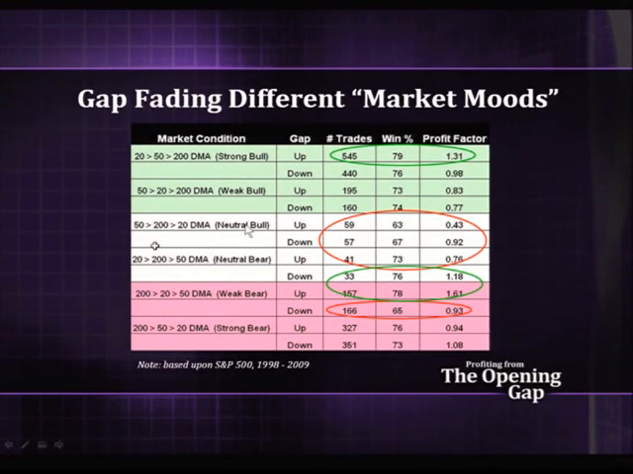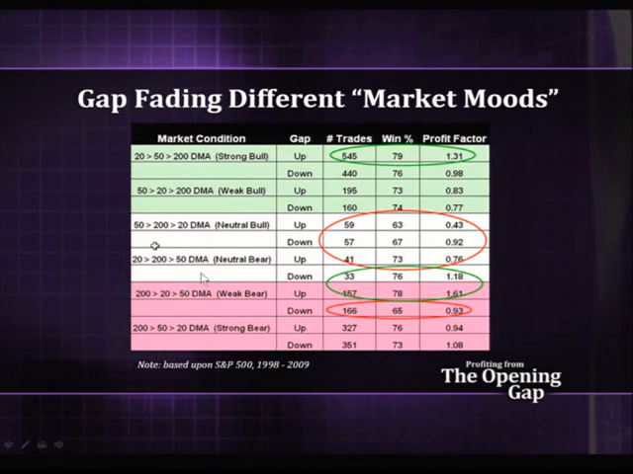But what stands out in the middle are some risky setups. 50 greater than a 200, greater than a 20. I call that a neutral bull. That's actually a pretty unusual scenario because you see the sample sizes are around 60, a little bit less than many of these others. Win rate 63 to 67% for both up and down. Profit factor, wow, 0.43. That tells you it's lost more than twice as much as it's ever made fading those gaps. So you just want to stay away from those.